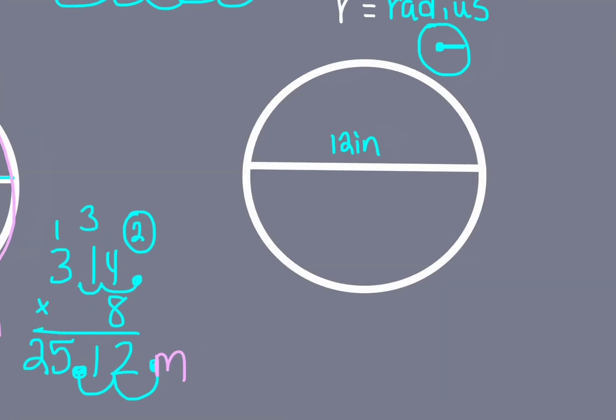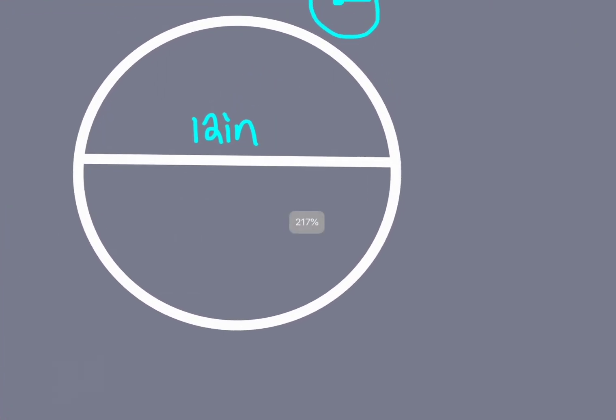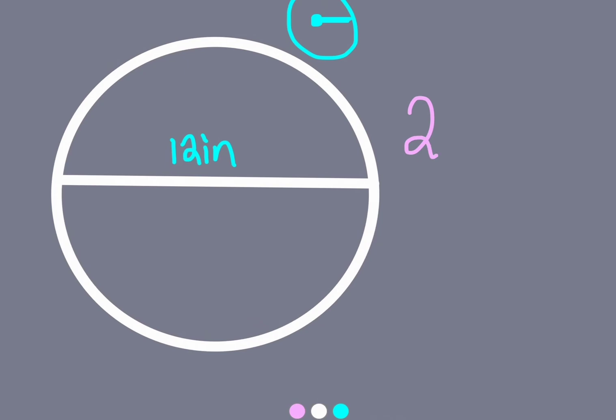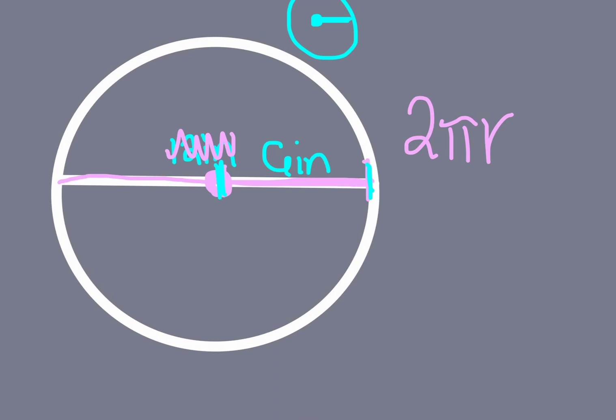The next one is a way they like to trip you up. Remember, it's still going to be 2 pi r, but they trip you up by giving you the diameter. You don't need this whole line. You just need half of it from here to here. So if the whole thing is 12 inches, that must mean that this from here to here, here to here, is 6 inches. So now I just plug in my equation.